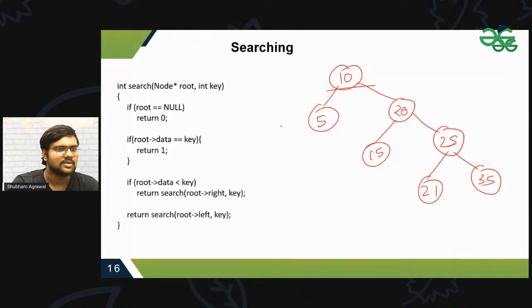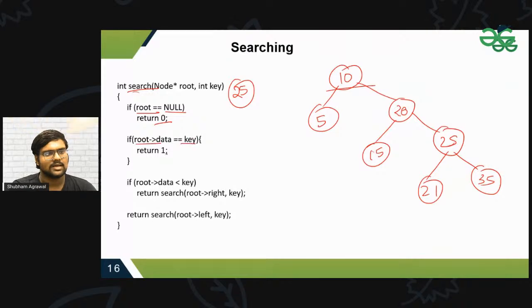Now let's see how we can search in this BST. Let's suppose I want to search 25. I will call this search function, and if root is equal to null, it will return 0, which means the search is unsuccessful. If it returns 1, then the search is successful. So root data is compared with key. Root data is not equal to key because it is 10.